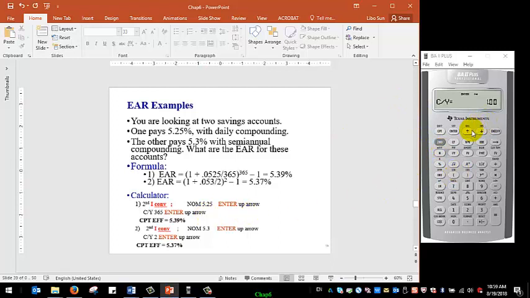I press second and I convert. In this case, 5.25 is the NORM, APR, so I enter 5.25, enter, then go down. I have to enter the daily frequency, 365, enter. Go down, we see EFF, press compute. So we got 5.39. Same thing, you can do this for the second offering.